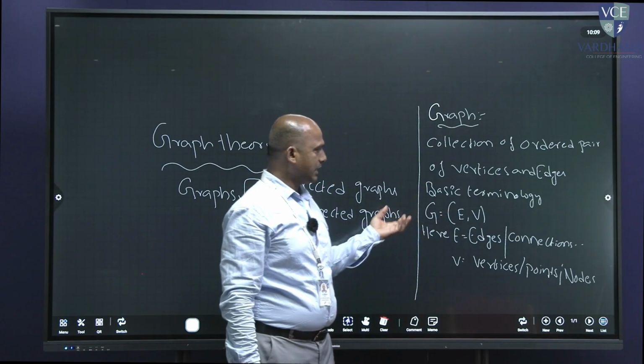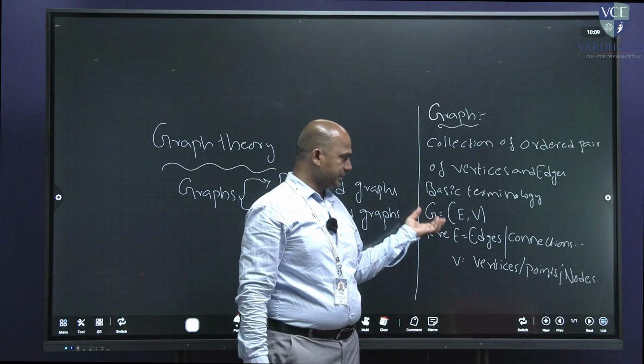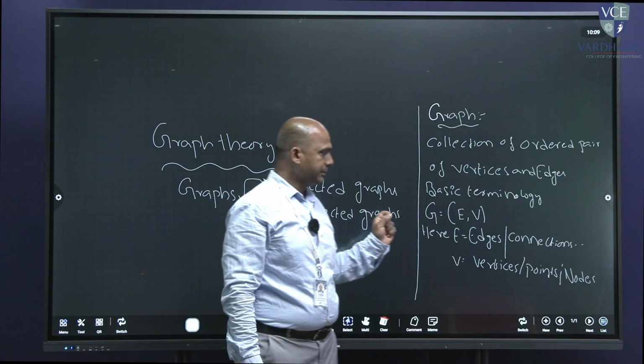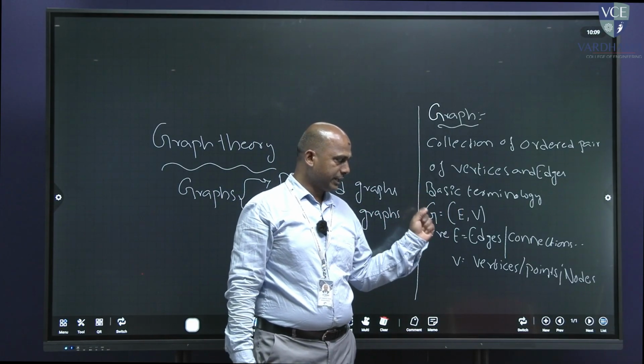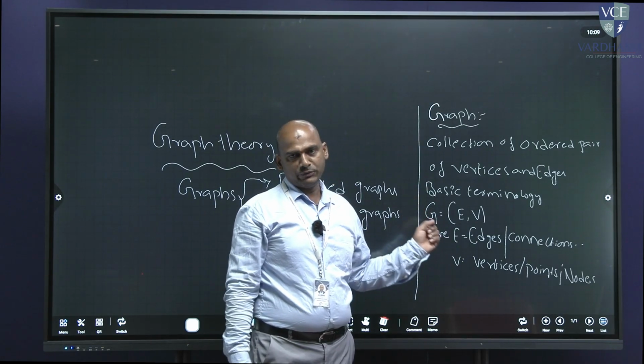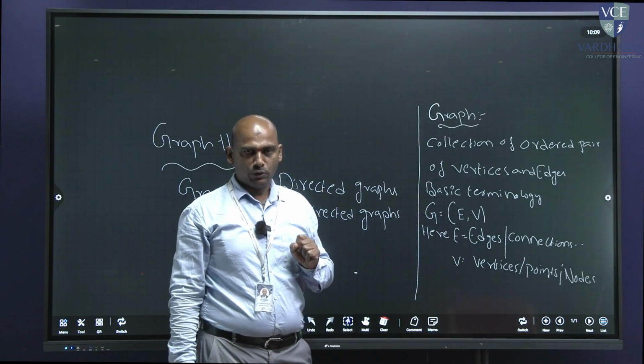Now come to basic terminology. So mathematically we can represent a graph as G is equal to E comma V. E is nothing but edges and we can call it connections also. V is nothing but vertices, even we can call it points and nodes also.